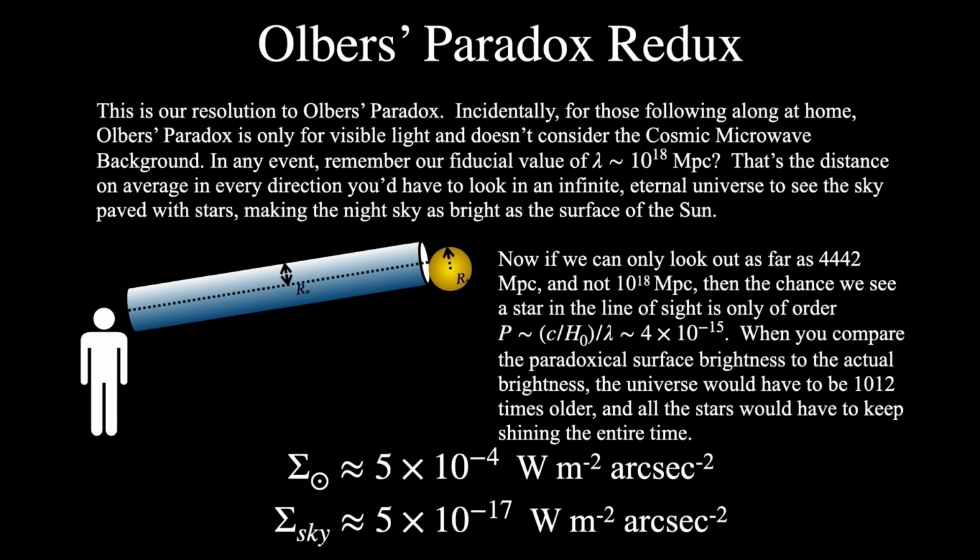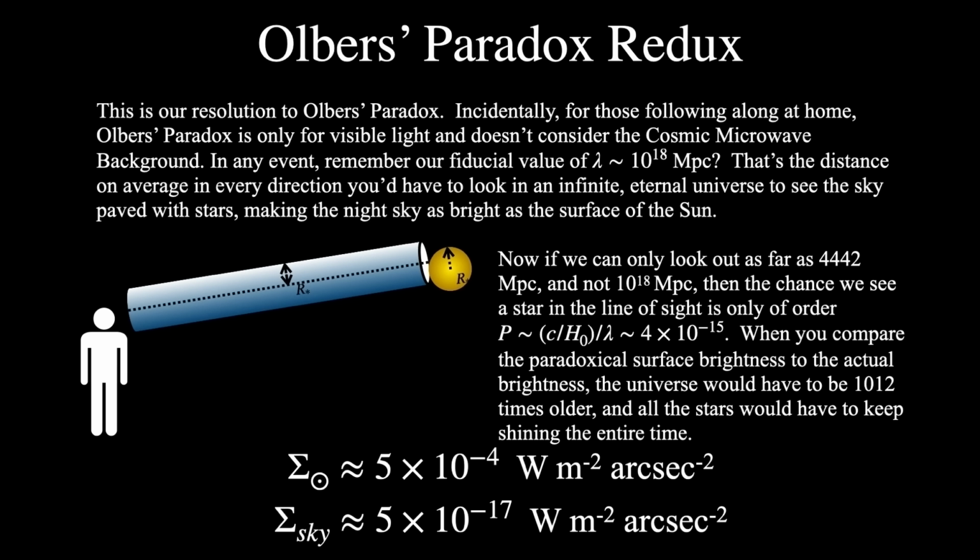Now, if we can only look out as far as 4,400 megaparsecs, that's really a lot smaller than 10 to the 18th megaparsecs. So the chance that we're going to see a star in our line of sight is simply this Hubble distance, divided by the characteristic size scale of the infinite universe. And the probability we're going to see that is about 4 times 10 to the minus 15th. That's a really tiny chance.